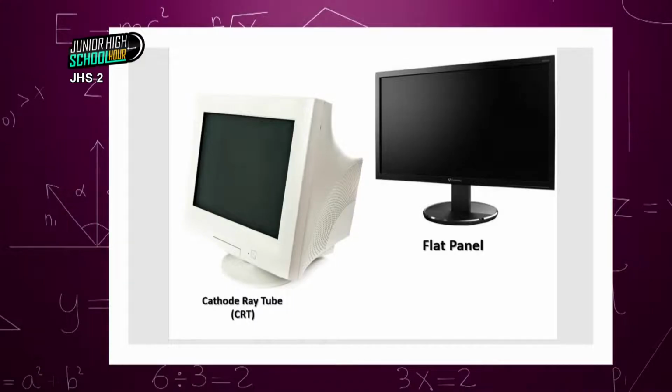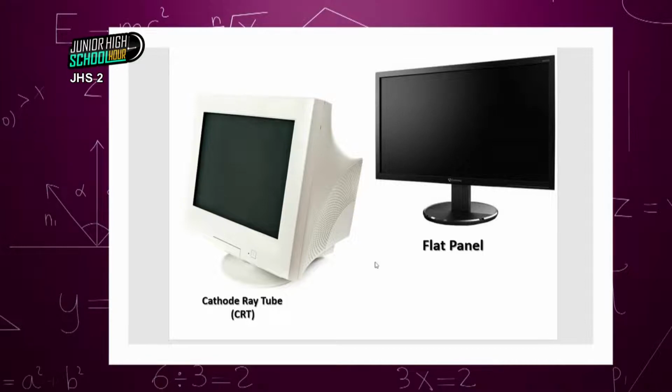Let's look at an example of the monitor. On our left, we have the cathode ray tube, and on our right, we have the flat panel. Now, the flat panel is more or less a general term, because under the flat panel, we can have the LCD type, the LEDs, and the OLEDs. These are all types of screens or monitors that we have, depending on what is used in making them.